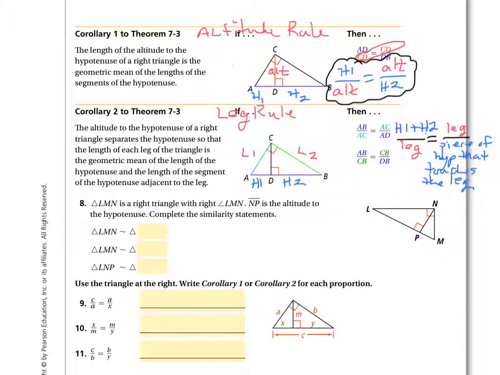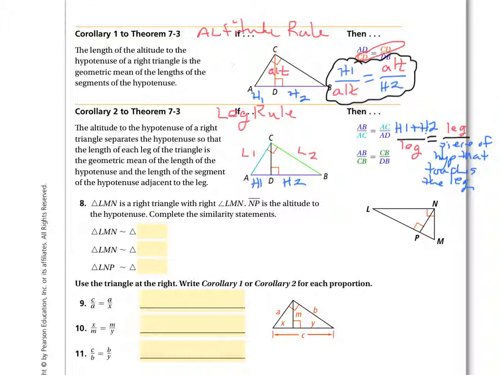And then if you've got a leg rule, which means that you know one of the legs of that triangle, you're going to put either L1 or L2, either one, not both. So you don't put L1 here and L2 there. So it's either L1, L1 or L2, L2. And then you put the entire hypotenuse here, the whole length, and then only the piece, either H1 or H2, that touches this leg that you put there.